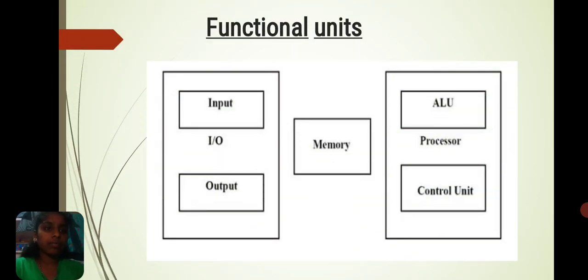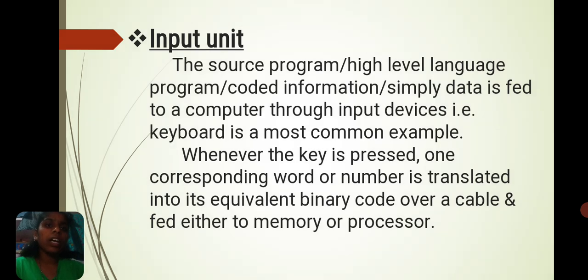Functional units. In this, first, input unit: the source program or high level language program, coded information, simply data, is fed to a computer through input devices, of which the keyboard is the most common example. Whenever a key is pressed, the corresponding letter or number is translated into its equivalent binary code over a cable and fed either to memory or processor.